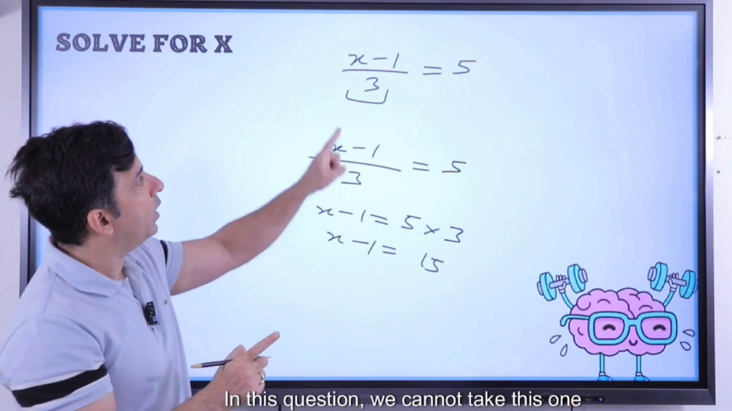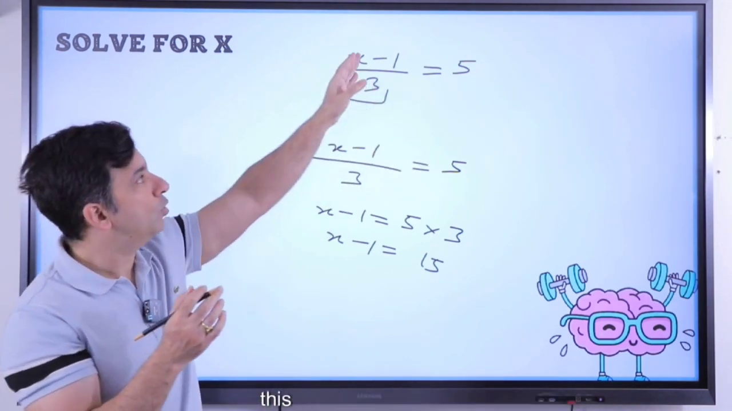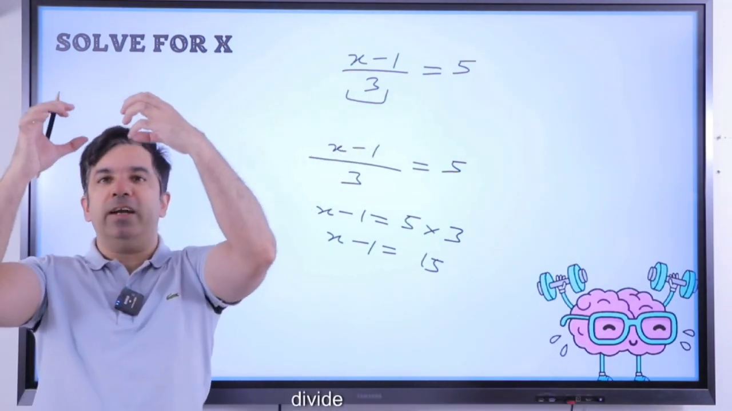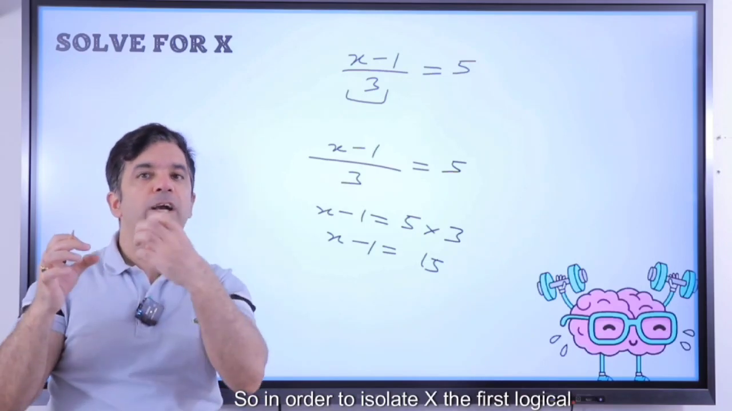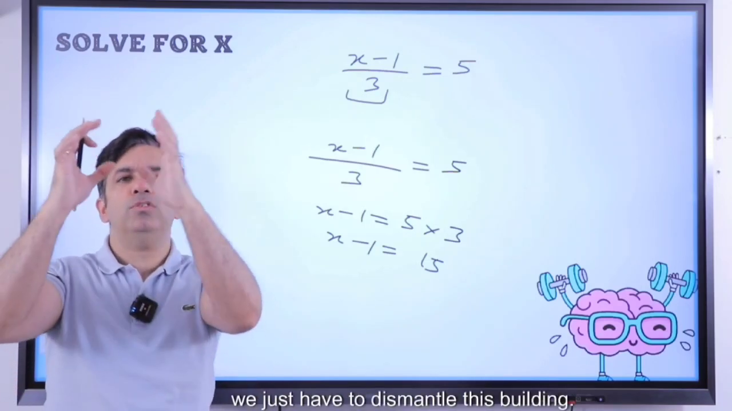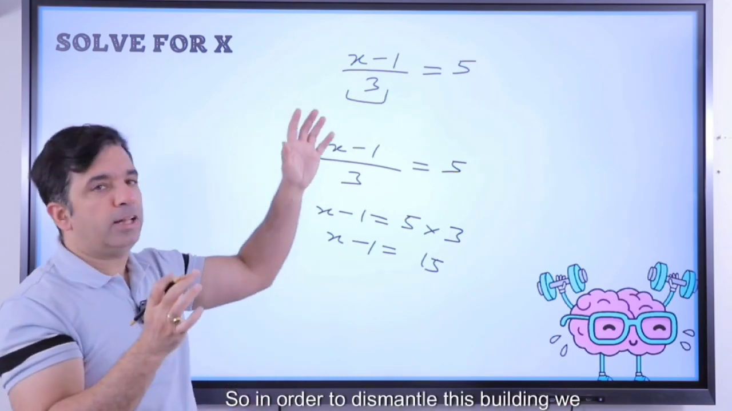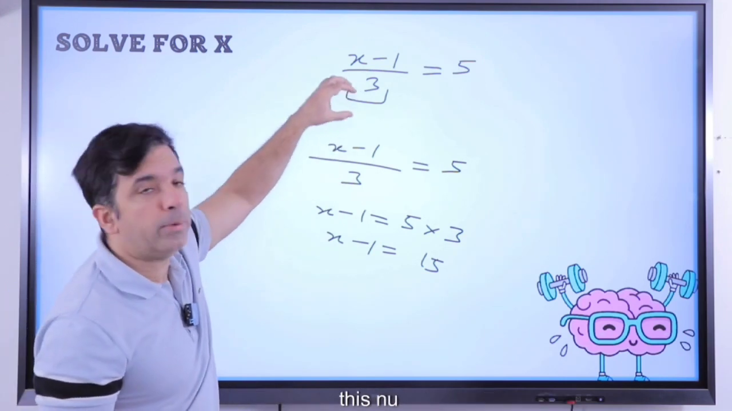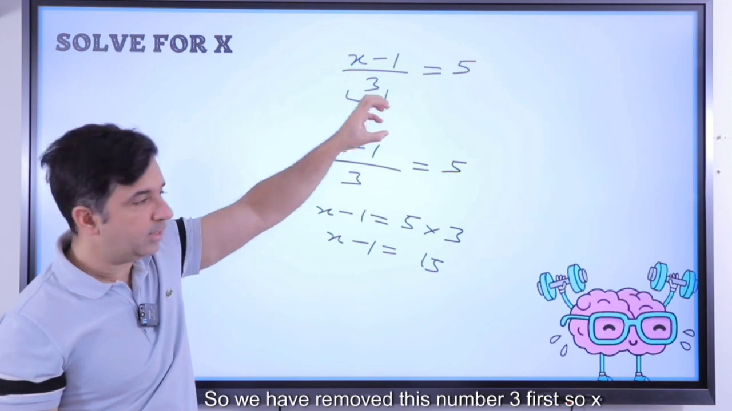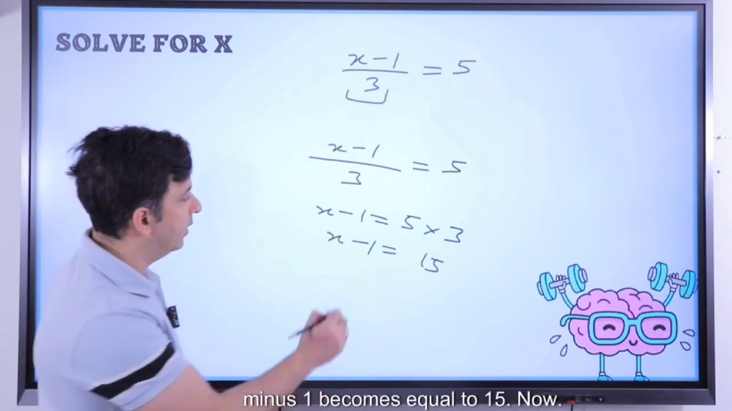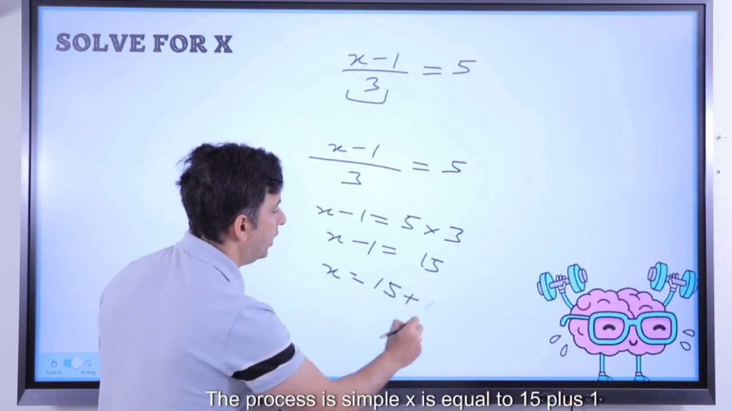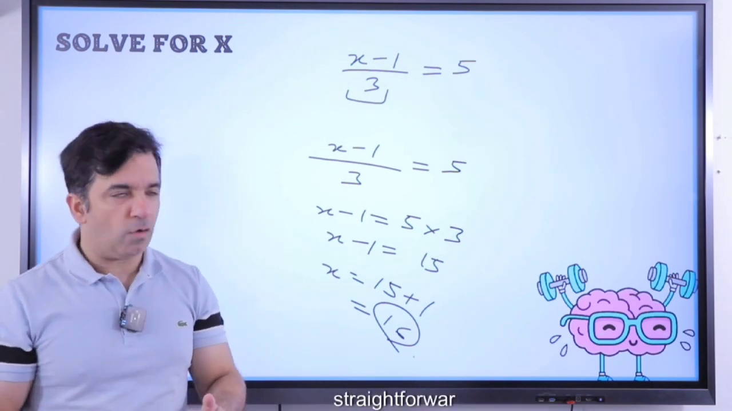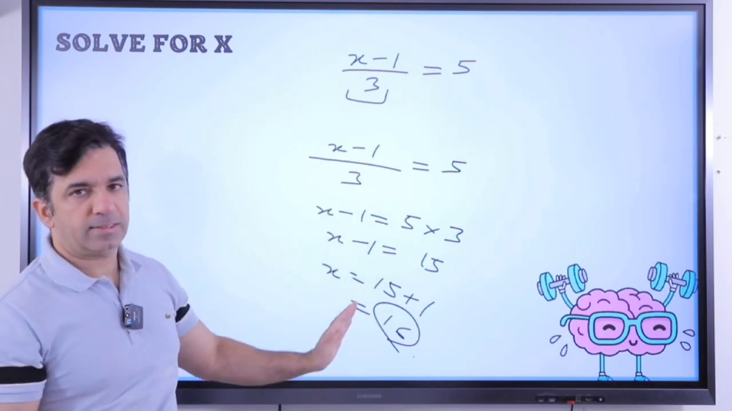In this question, we cannot take this 1 from this side on the other side, because this 1 was having this 3 in the denominator as well. So this x minus 1 was completely being divided by this number 3. So in order to isolate x, we just have to dismantle this building. So in order to dismantle this building, we have to first take the outer layer. So in this case, the outermost layer was this number 3. So we have removed this number 3 first. So x minus 1 becomes equal to 15. Now the process is simple. X is equal to 15 plus 1, that is 16. So after that, the process is very straightforward. We just need to focus upon this basic understanding.